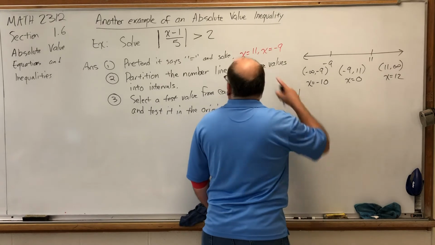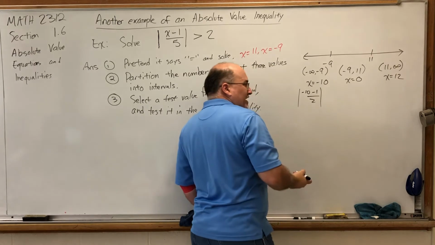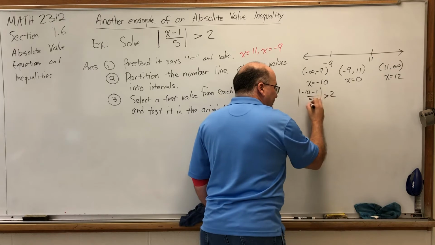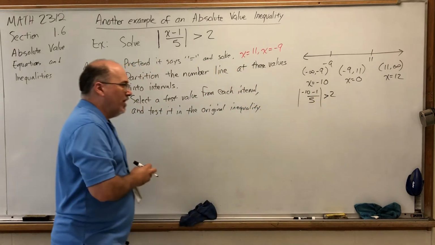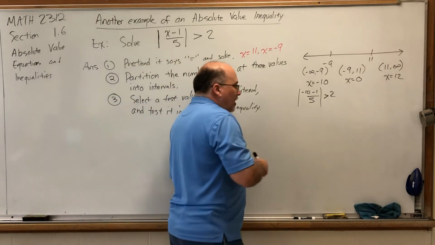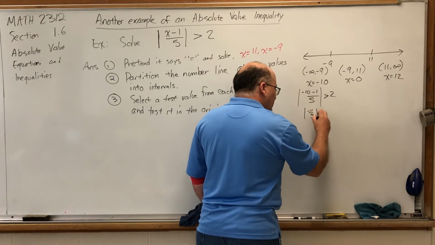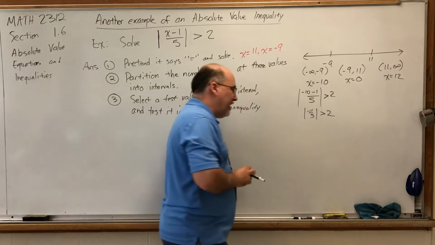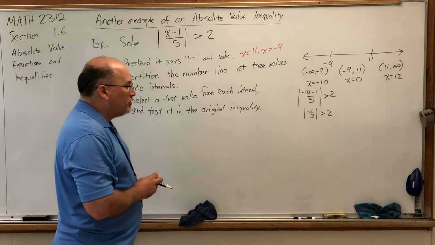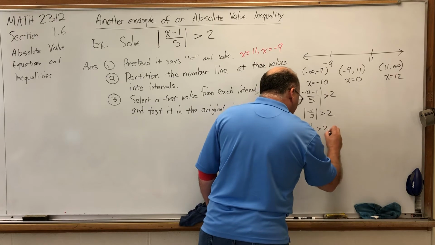If we test -10 in the original inequality, we get the absolute value of -10 minus 1 over 2 is greater than 2. Excuse me, the denominator was 5. The 2 is on the right side of the inequality. Let's go ahead and see if this one is true or false, and then we'll check the others. Inside the absolute value, -10 minus 1 is -11. And so we get the absolute value of -11/5 is greater than 2. The absolute value of -11/5 is 11/5. And now we have 11/5 is greater than 2.